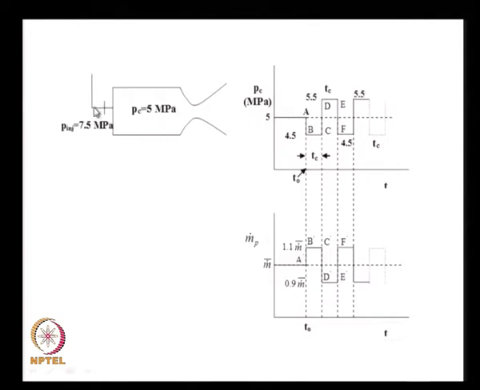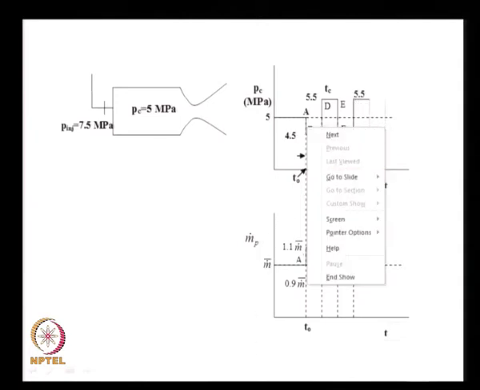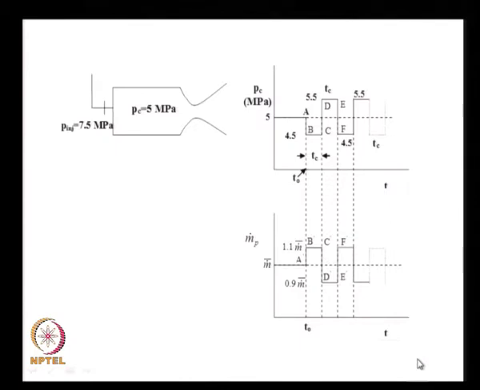In other words, when the injection pressure was 7.5 MPa and the chamber pressure was 5 MPa, we found that when there is an initial drop in pressure by 0.5 MPa, then after some time the pressure increases from 5 to 5.5, again decreases from 5.5 to 4.5, and this sequence of oscillation continues. We would like to see what happens when the pressure is changed.